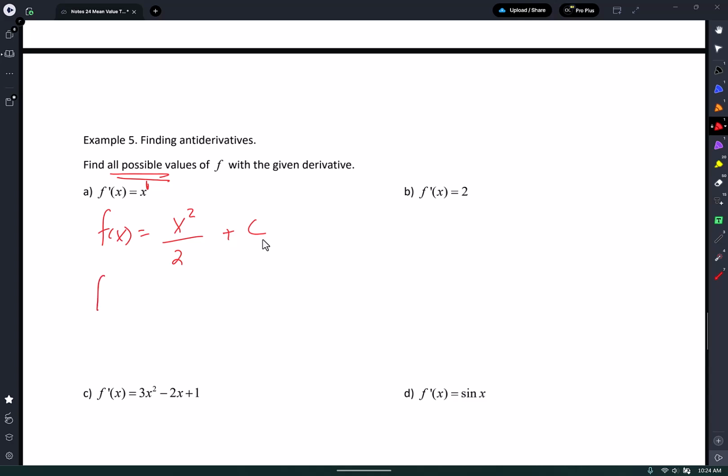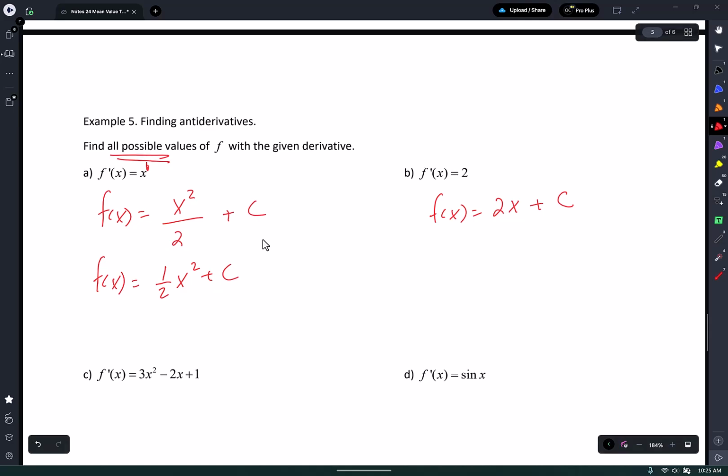Maybe you want to rewrite it with a half in the front. They're both the same, guys. All right, letter B: f of x equals 2x plus c. And then you can just check it. If you take the derivative, do you get 2? Yes. Do you see how we're doing it?